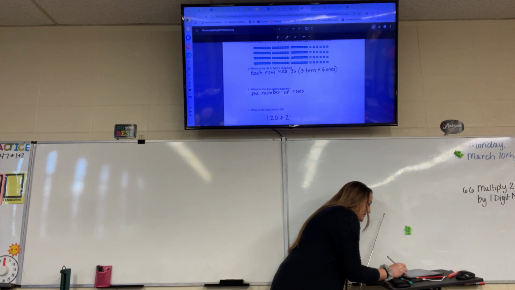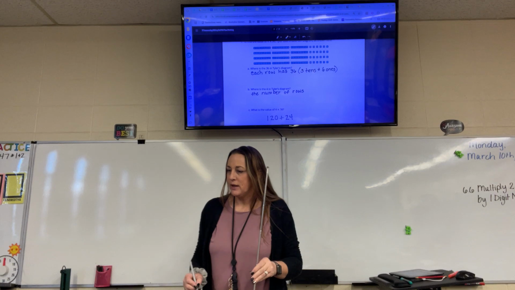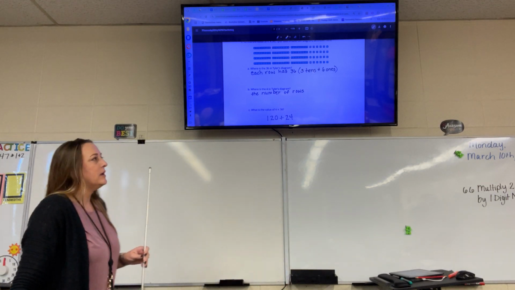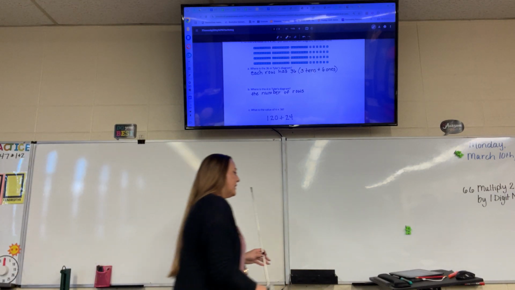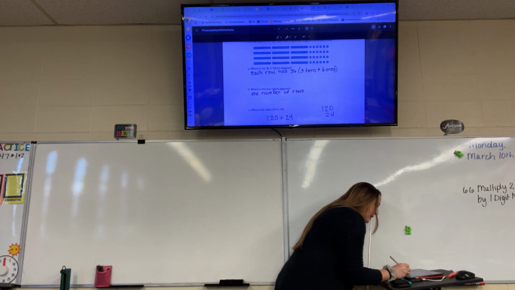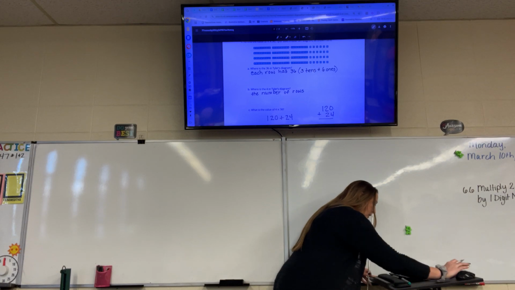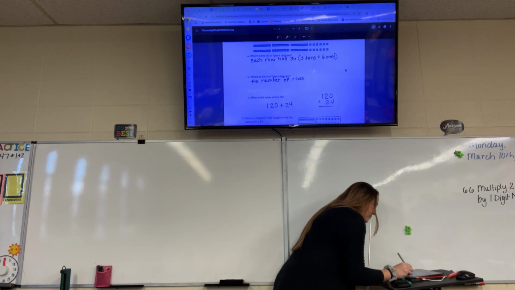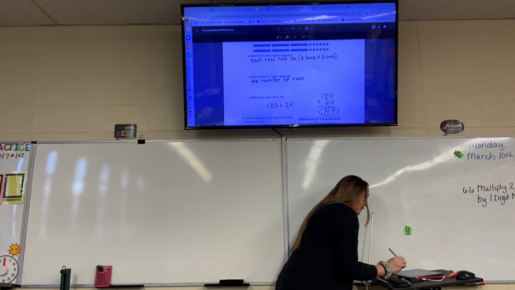So we counted the tens and we got 120. Then we counted the ones and we got 24. If we combine those, 120 plus 24, that means that 4 times 36 equals 144.